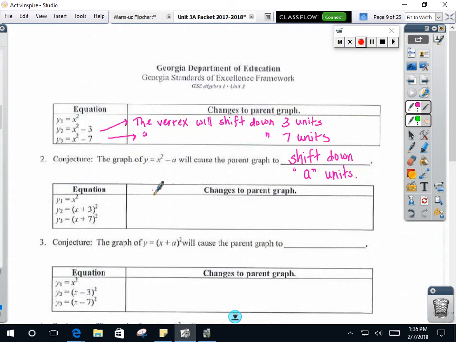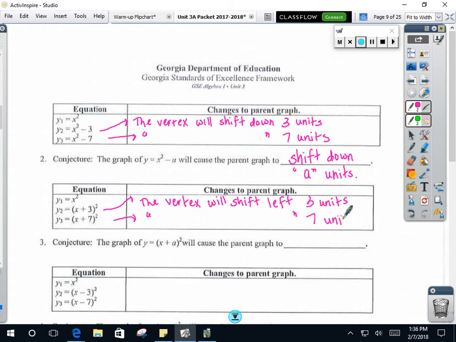Okay, so when you put plus 3 inside parentheses, it moves the vertex, will shift left 3 units. And then with x plus 7 in parentheses all squared, the vertex will shift left 7 units.